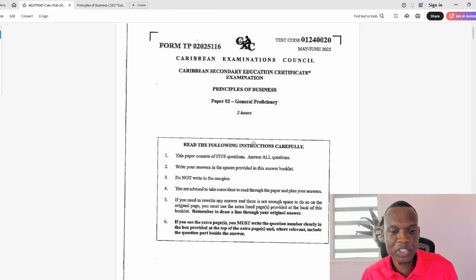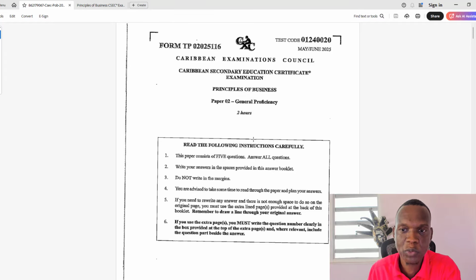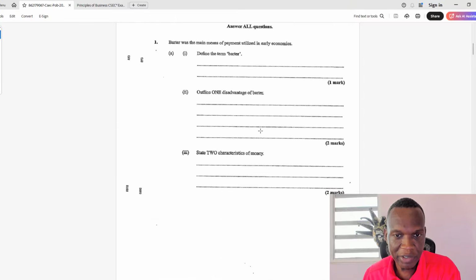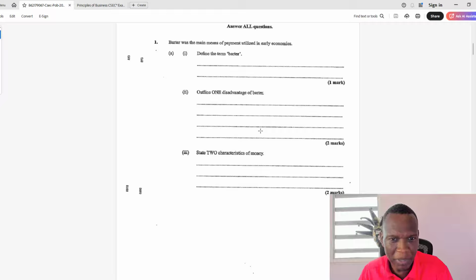But without further ado, let's jump into this latest paper 2025. Question number 1, a very familiar topic. Barter was the main means of payment utilized in early economies. Define the term barter. Wow, definitions are now 1 mark. Whoa, that's interesting. Normally a definition would have been 2 marks, but I see a 1 marker.